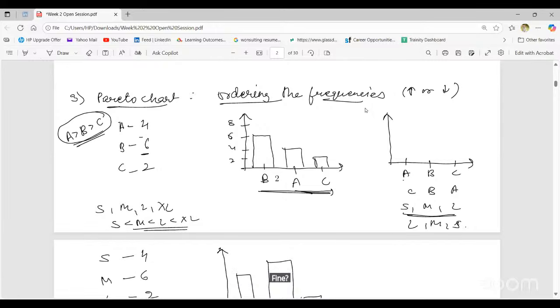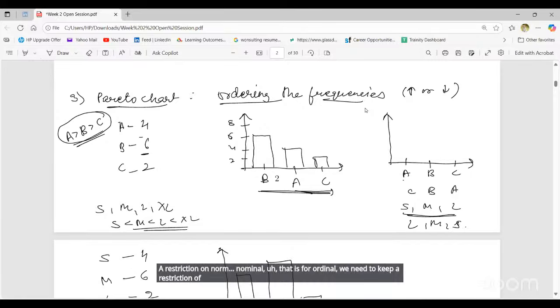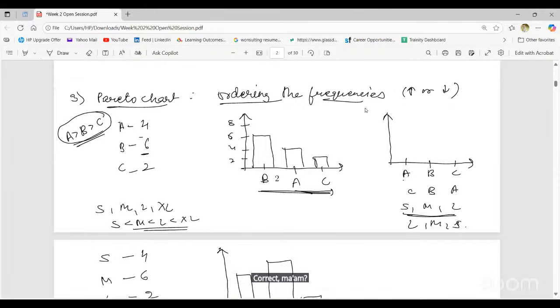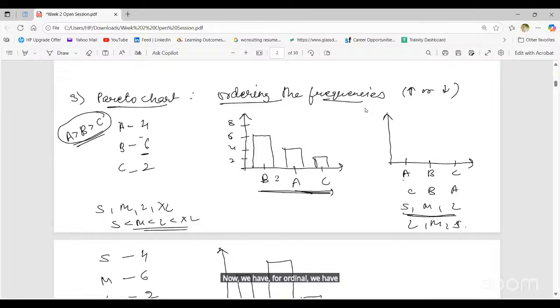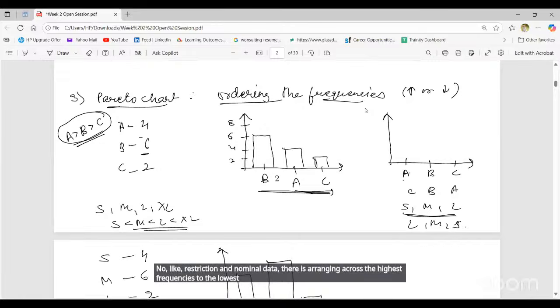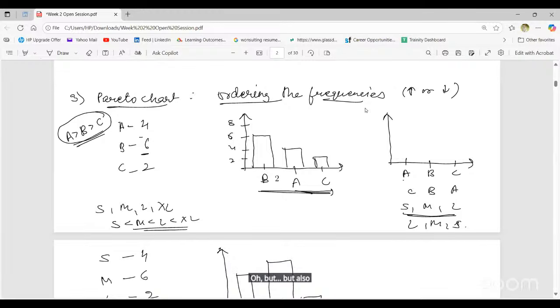A restriction on nominal, that is for ordinal, we need to keep a restriction in nominal such that it maintains the order. Correct, ma'am? Now we know what nominal is, how to arrange it. For ordinal, we have to maintain a restriction in nominal data, that is arranging from the highest frequency to the lowest frequency, but also keeping the order maintained. Yes, the order should be maintained. Correct.